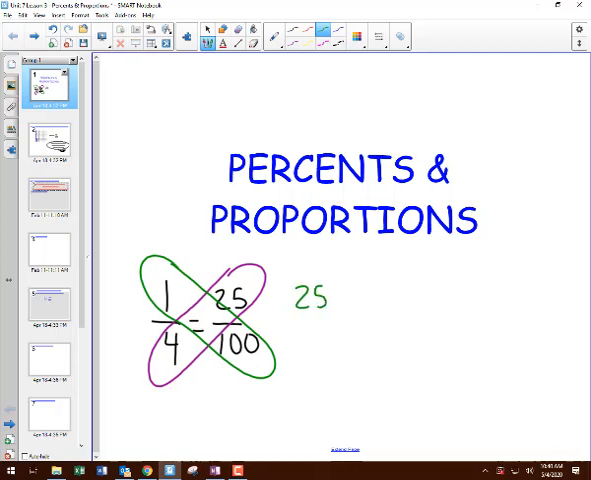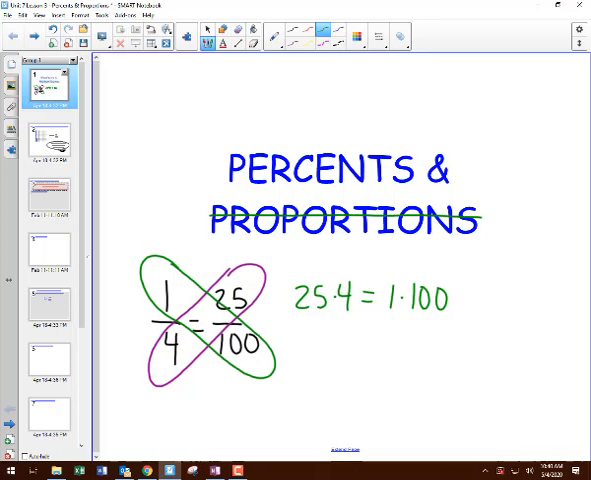Is 25 times 4 equal to 1 times 100? Well, we know that to be true. We know that's 100 on both sides. Okay, so that's the basic idea of proportions. So that takes care of proportions.